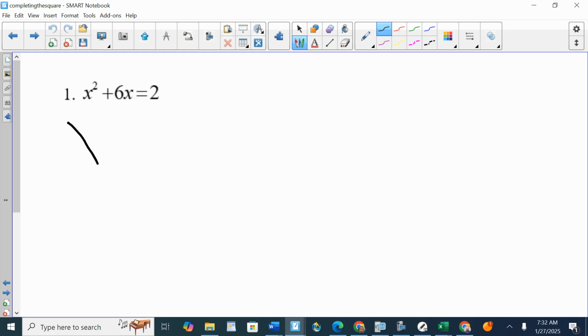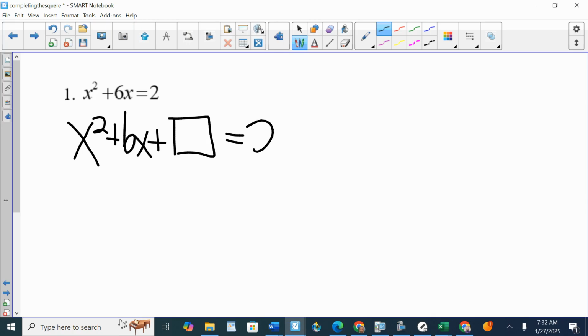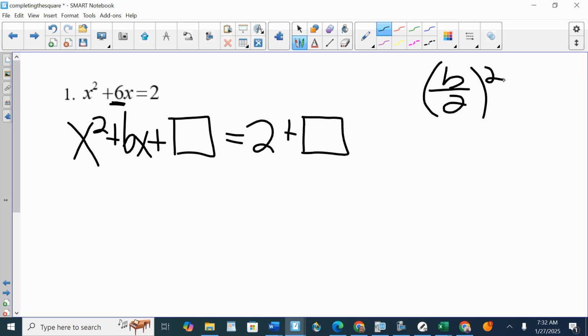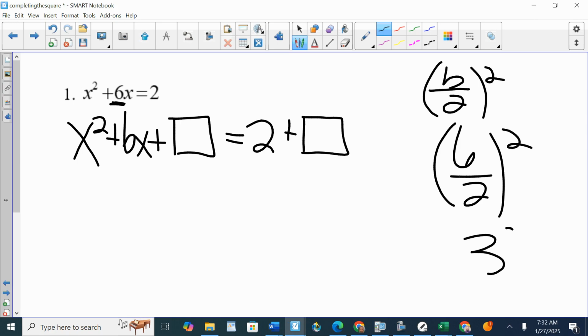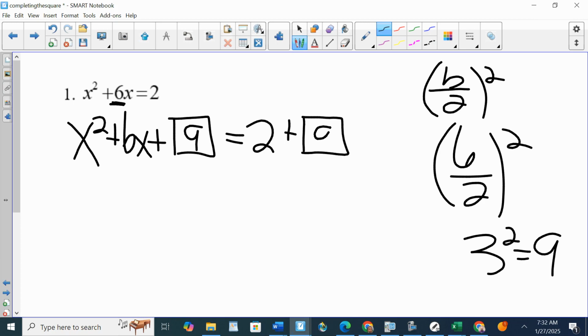I'm good. So I'm going to add my big blank square to both sides since this is completing the square. And to determine what goes inside the square, it's always b over 2 squared, b being what's in front of the x. So in this case, b over 2 squared is 6 over 2 squared. 6 over 2 is 3 squared, is 9. So 9 goes inside the big blank square.